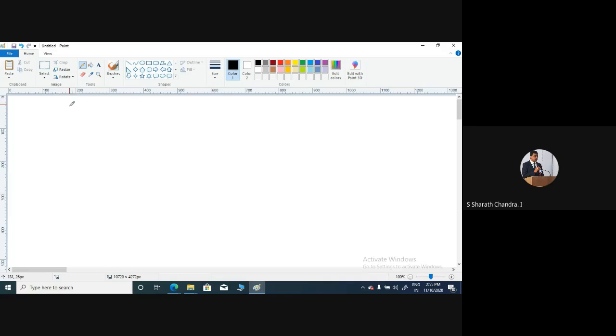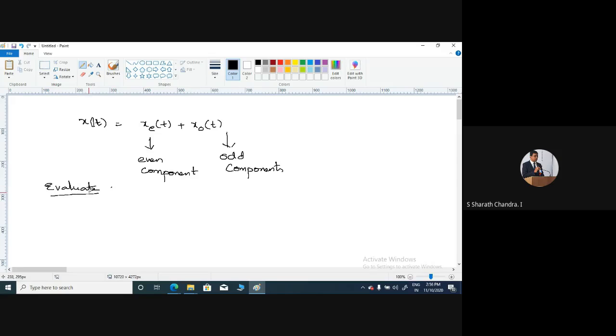Generally, any signal x of t can be expressed as the sum of even and odd components. That is, x of t can be expressed as a sum of even and odd components of the signal, where xe of t represents the even component and xo of t represents the odd component of that signal. Let us evaluate these even and odd components and see what the formulas are and how to find these even and odd components of a signal.